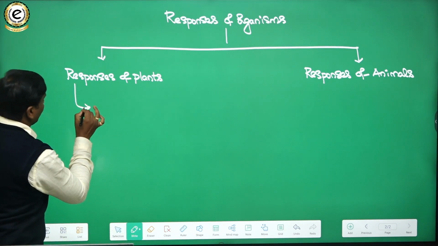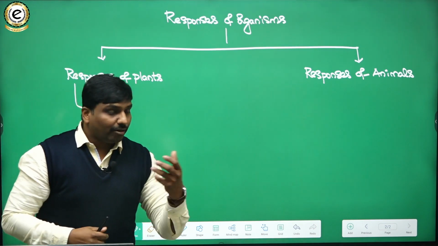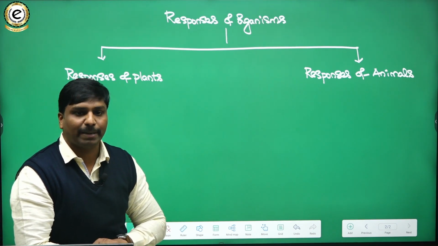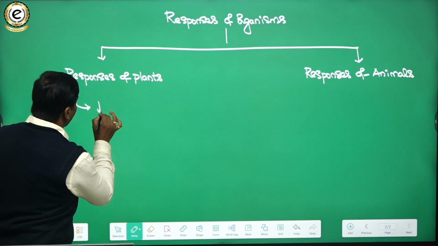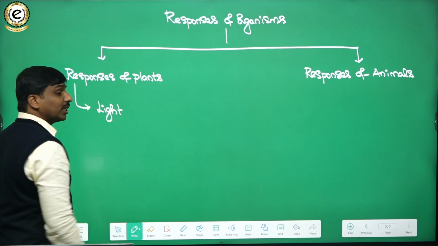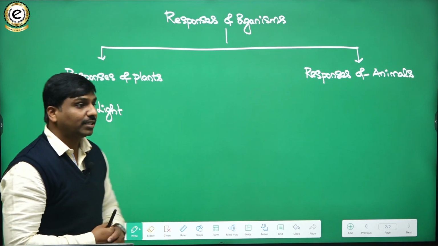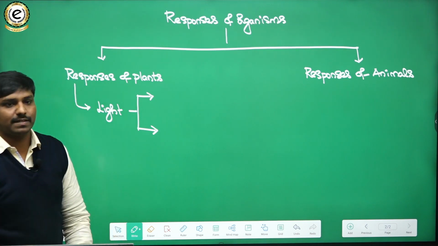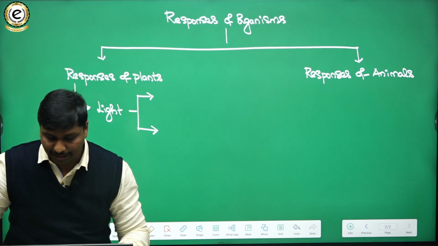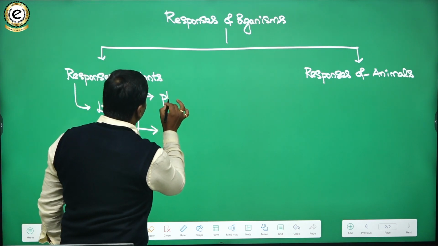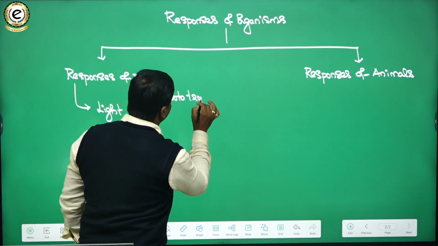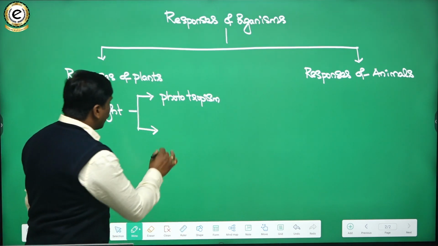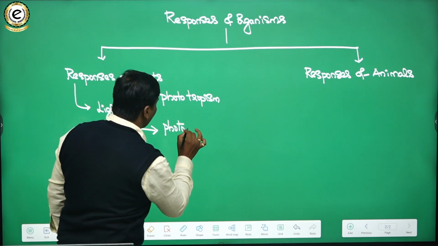Light is an abiotic component, isn't it? So light is part and parcel of the physical environment of the plant. How will plants respond to the light? When we talk about the response of the plant towards the light, there are two important types of responses that a plant will give. One is phototropism. Phototropism is one response. And the next one is photonasty.